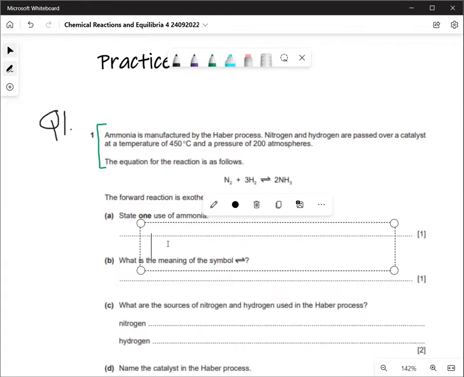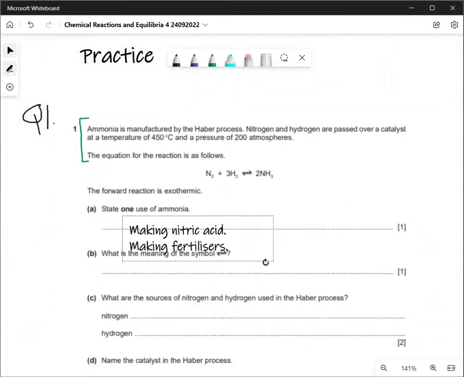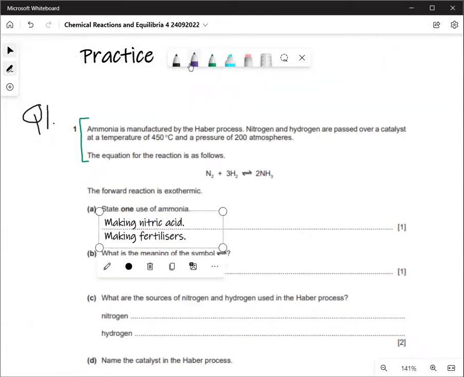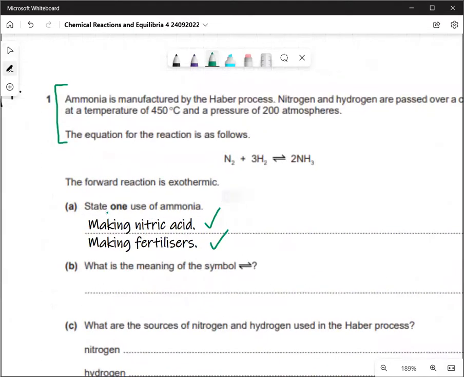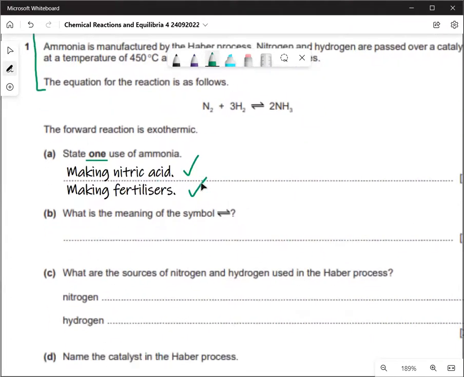Say it out loud. To make nitric acid. Yeah, making nitric acid. There's another one. Tell me one more. To make fertilizers. Making fertilizers. Now, whenever you have these two options, you should prefer the fertilizers option, but both of them are correct. These are the two options. You can write both, but not in this case. They're telling us to write one, so you should only give one, but both of these are fine.